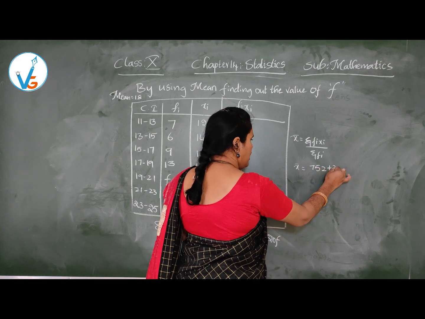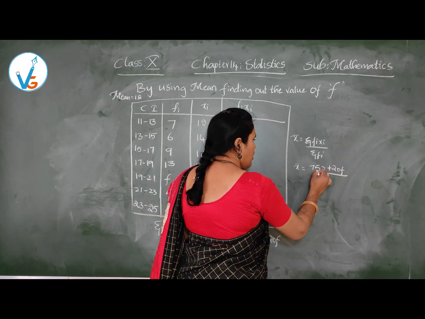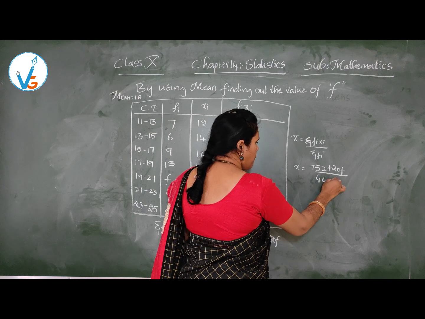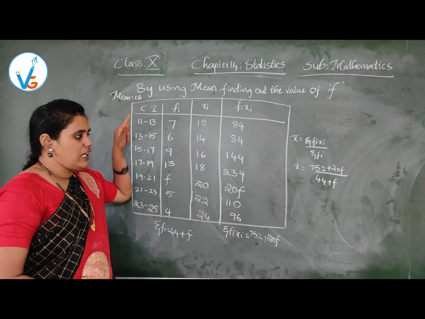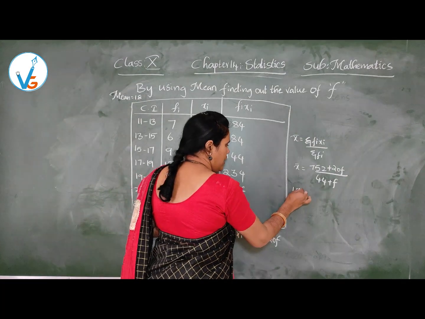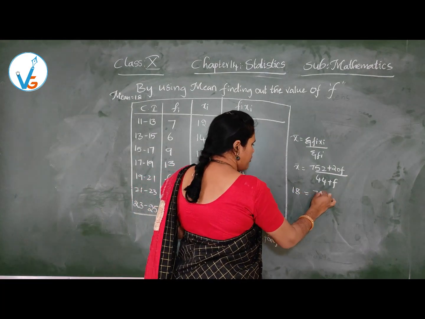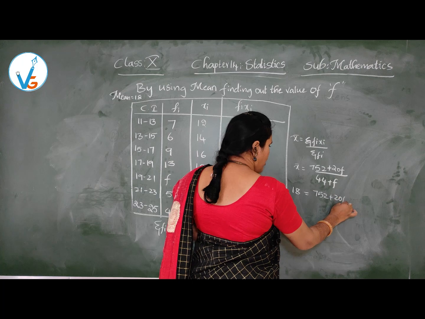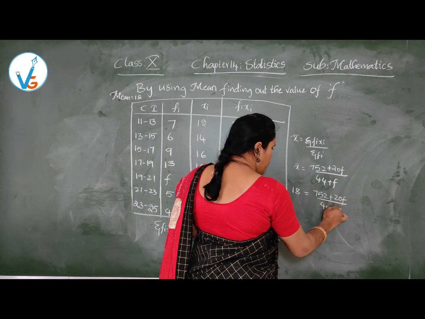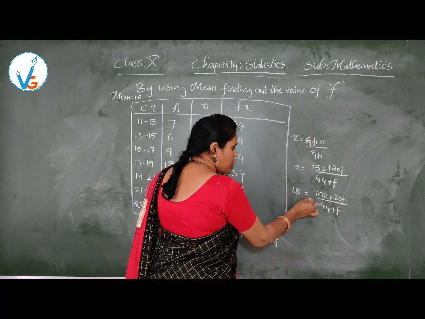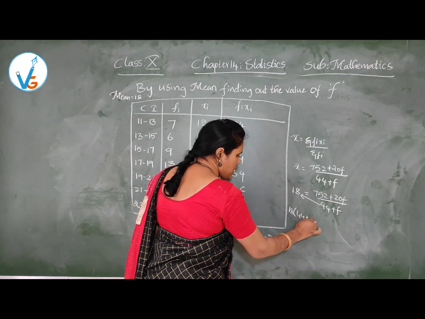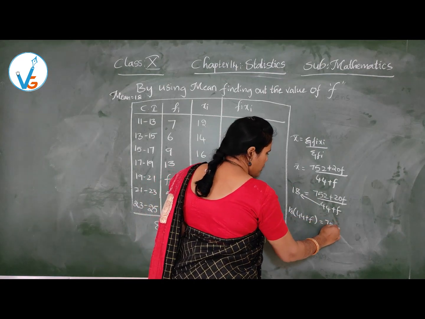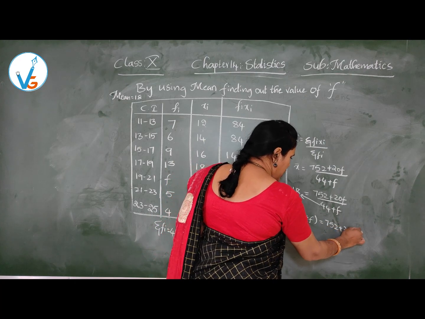752 plus 20f by sigma fi is 44 plus f. And here the mean value is given as 18. So we will take 18 equals 752 plus 20f by 44 plus f. Next we have to do the cross multiplication over here. 18 into 44 plus f equals 752 plus 20f.